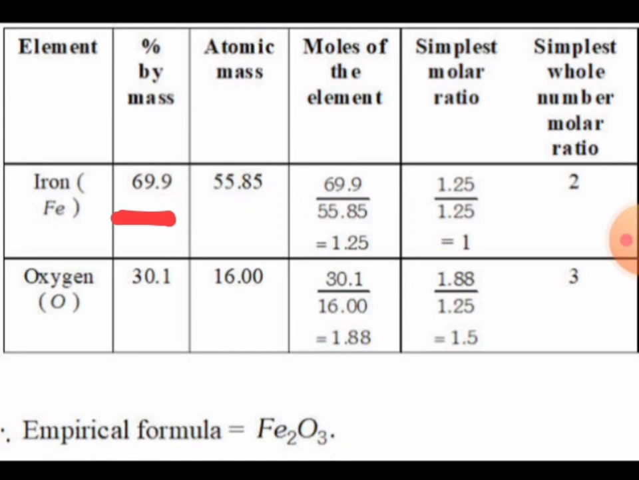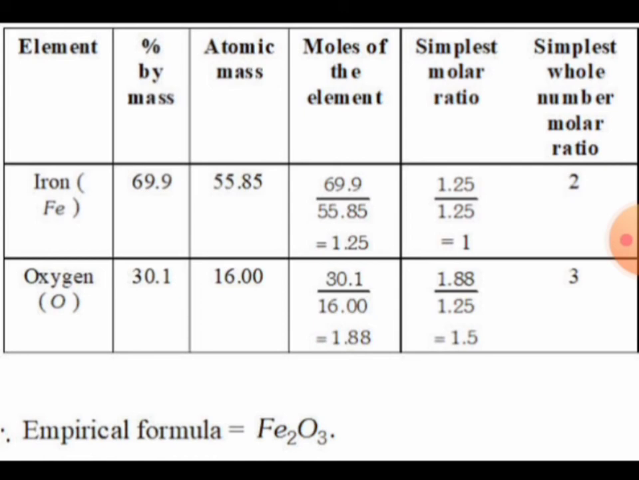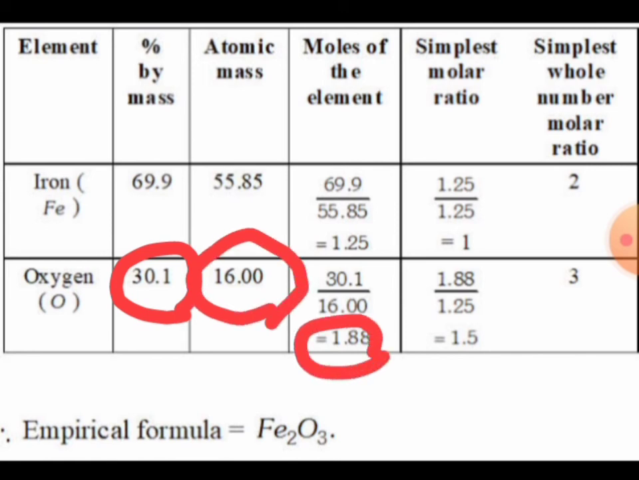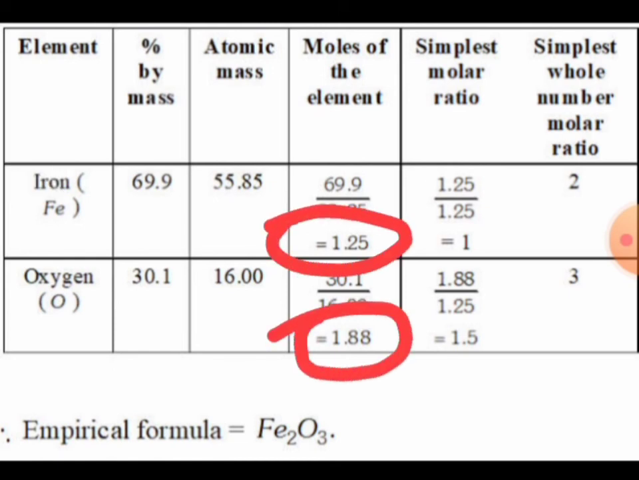Now in this case, as you can see, the iron percentage in the question is 69.9, oxygen is 30.1. I have converted into gram, into mass, percentage by mass I have converted, and atomic mass of iron is 55.85. When I divide mass with this atomic mass, I got 1.25 for iron. Similarly, for oxygen, when I divide mass of oxygen 30.1 with the atomic mass of oxygen 16, I got 1.88. Now, in these two values, 1.25 and 1.88, of course, 1.25 is the smallest value of moles of the element.